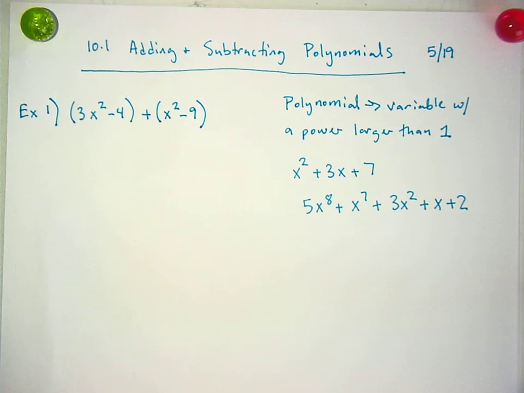Combining things together. The question is, what do we combine, Grace? You combine the x squareds together and the whole numbers and the regular numbers together, that's right. We combine the x squareds together and the whole numbers together.